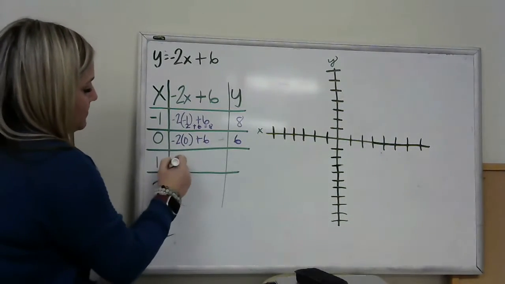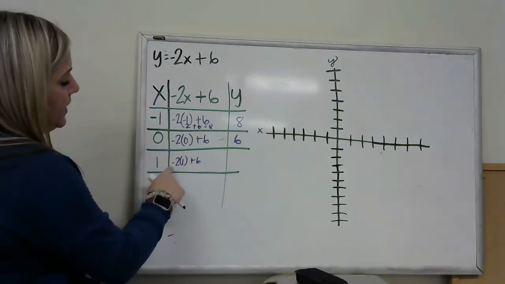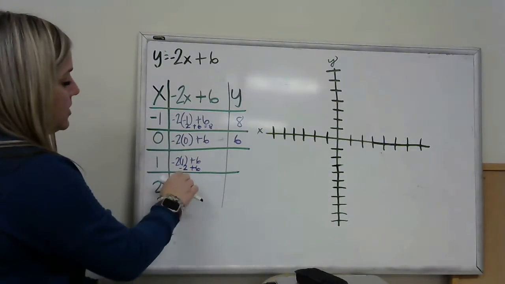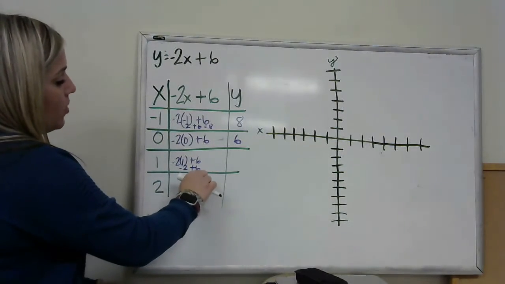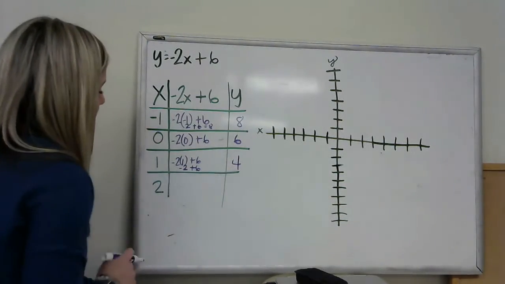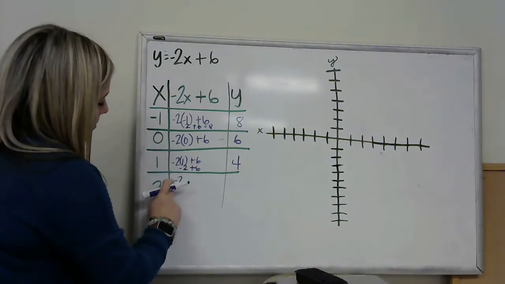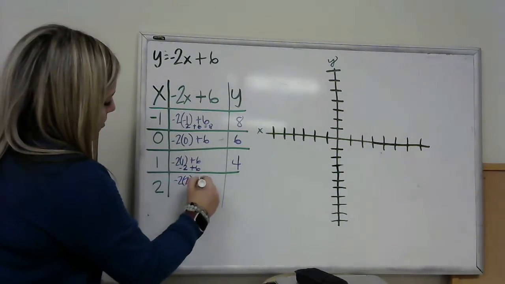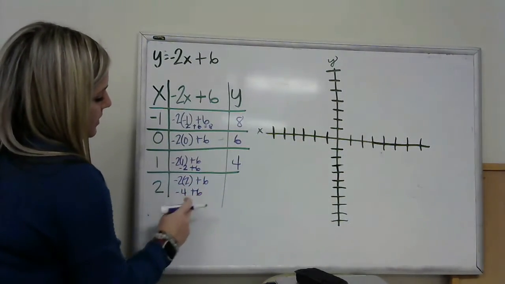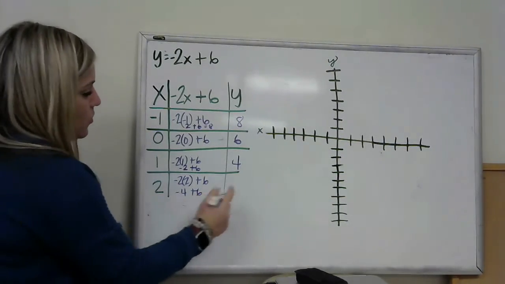Okay, so now we're going to plug in 1. So we have -2 times +1 plus 6. And we know that -2 times a +1 is -2. And -2 plus 6. Okay, so we have different signs and we're adding. So we're going to take the sign of the larger number, 6, so it's going to be positive. 6 minus 2 is 4, and it's +4. All right, so now we have -2 times +2 plus 6. So -2 times +2 is -4 plus 6, and they're different signs. So we take the sign of the larger number, 6, which is positive, and 6 minus 4 is 2.